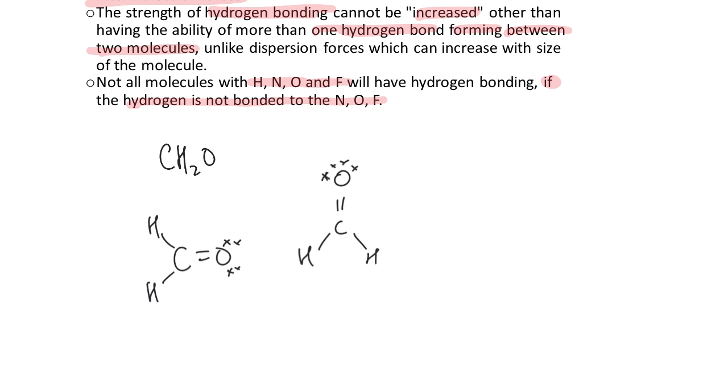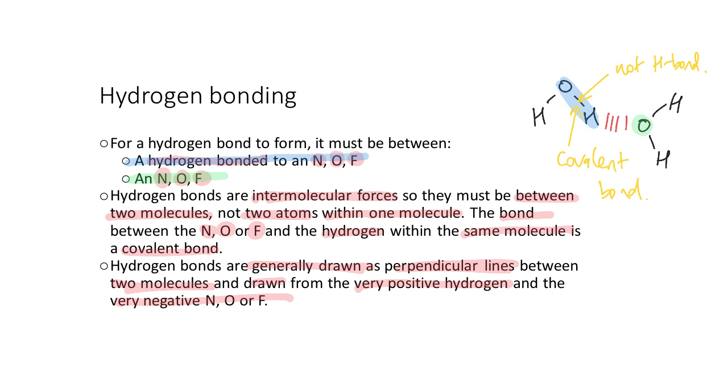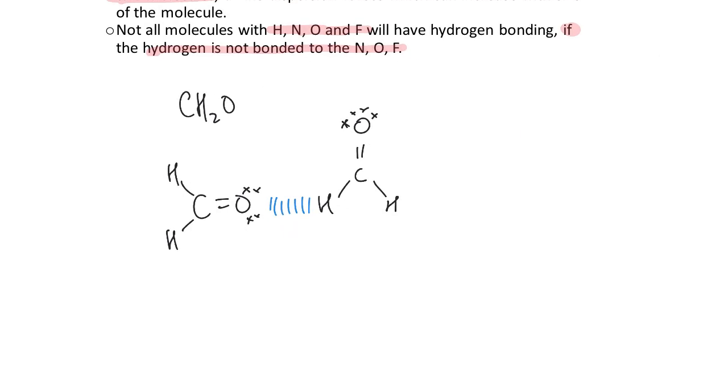will this form hydrogen bonding here? Well, we have to go back to what the two conditions are. The two conditions are a hydrogen bonded to an N, O, or F, and an N, O, or F. Do they have those two conditions? Well, they have the second condition, they have an oxygen here, but is this hydrogen bonded to an N, O, or F? No. So this is not going to be hydrogen bonding.